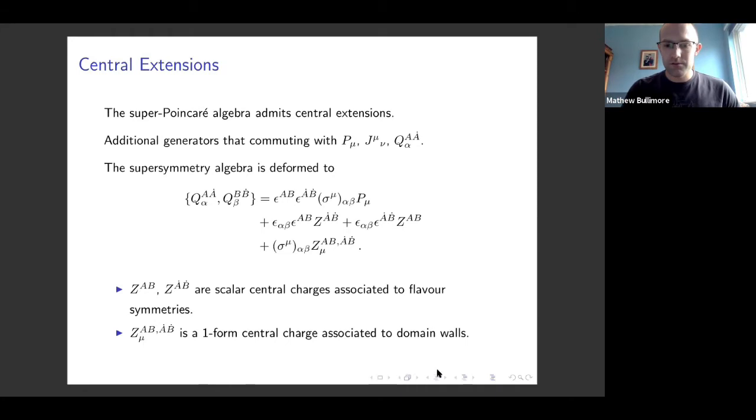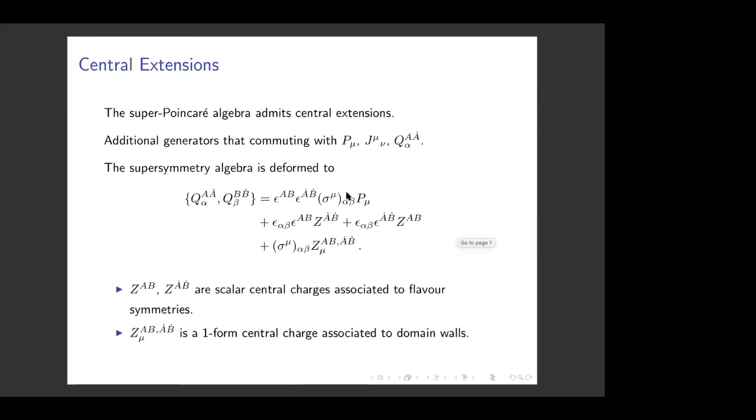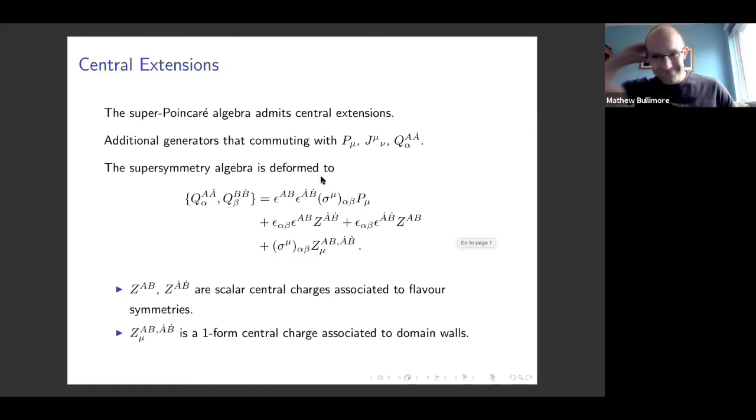Okay, maybe I'll just pause here after a few minutes and see if there are any questions. What is a domain wall? Okay, I'll come to that. But it's like a wall between two different states of your system, and we'll see in exactly what sense that's the case a bit later on in the lecture. Okay, thanks.